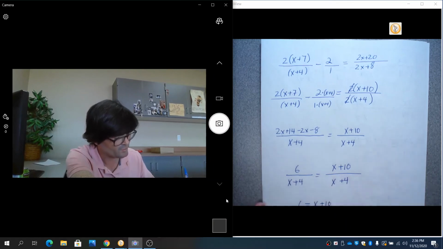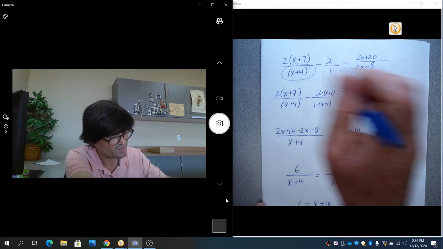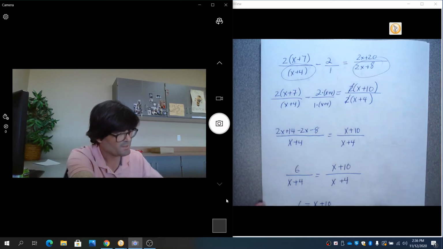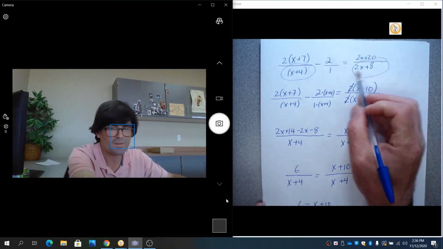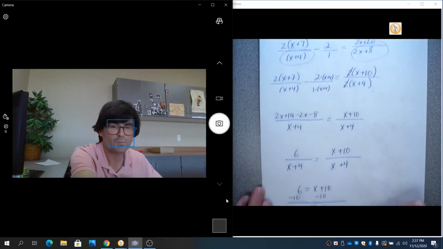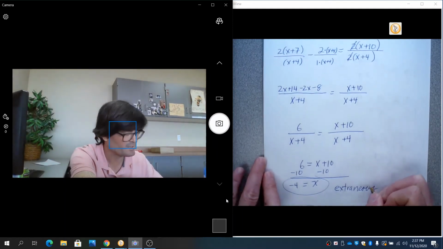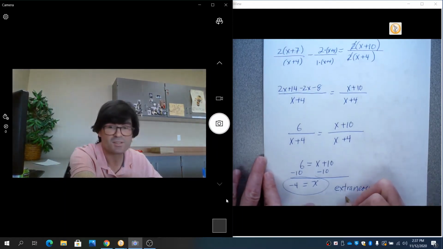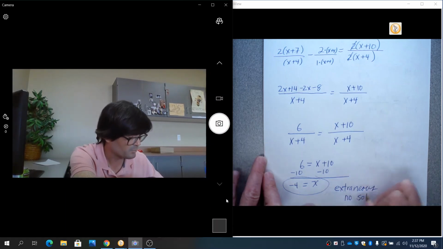That looks great, except that if you go back and look at your original denominators, that would cause that to be 0 and that to be 0. So this is extraneous. And since there only is one solution that we got, that is actually a no solution problem.